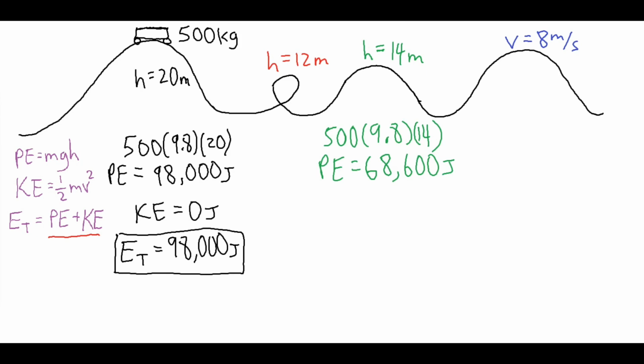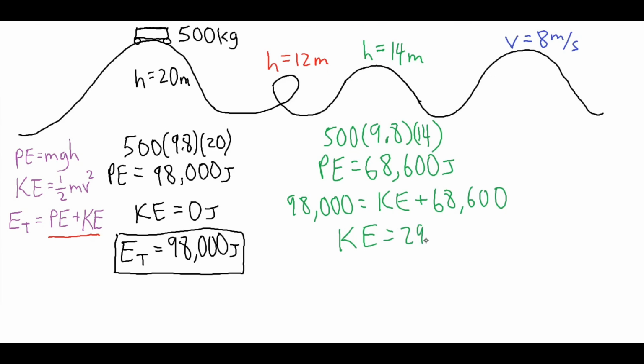And then again, just like last time, if we know that our total energy is 98,000, and we know that that is the sum of our kinetic and potential, all we have to do is set this up, and we know that if we subtract 68,600 from both sides, we can get our kinetic energy value, and that's going to give us 29,400 joules.